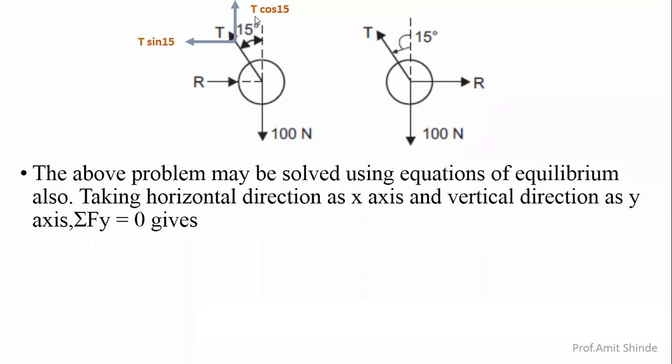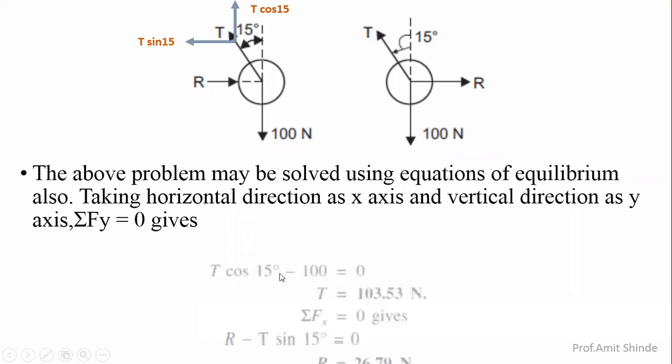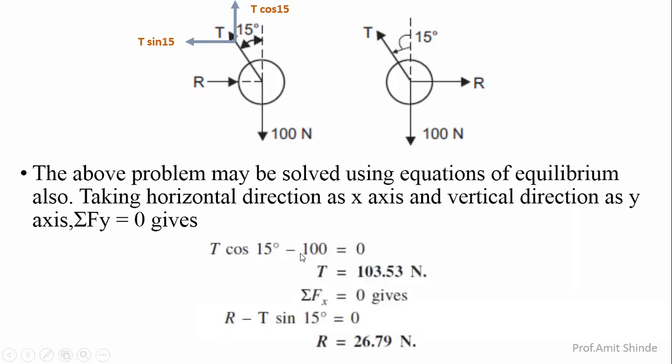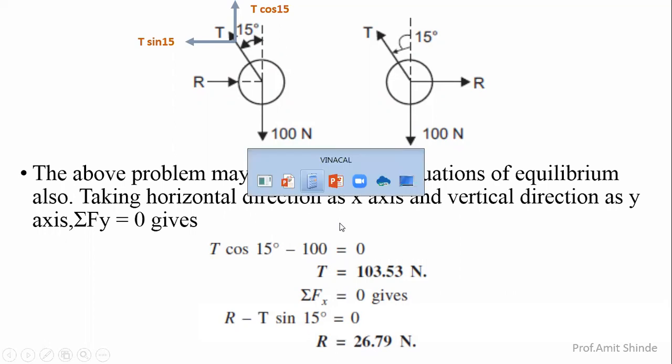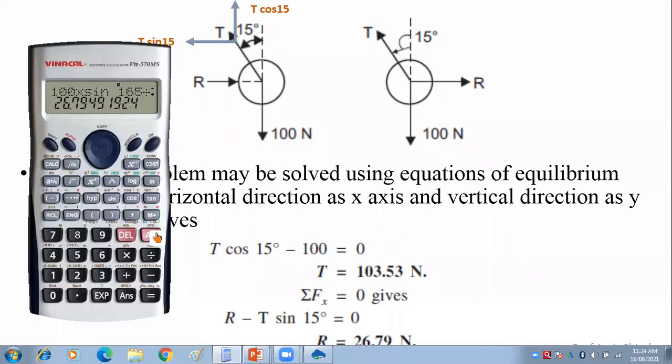Now this T cos 15 is going vertically upward, that's why positive. This 100 Newton force is going vertically downward, that's why negative. If you solve this, T cos 15 minus 100, because 100 is going vertically downward. Now if you solve this one, this 100 going to this side becomes plus 100, so T equals 100 divided by cos 15.